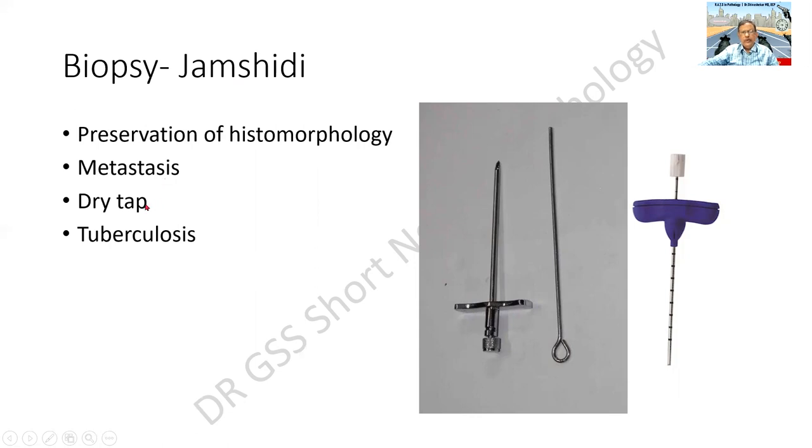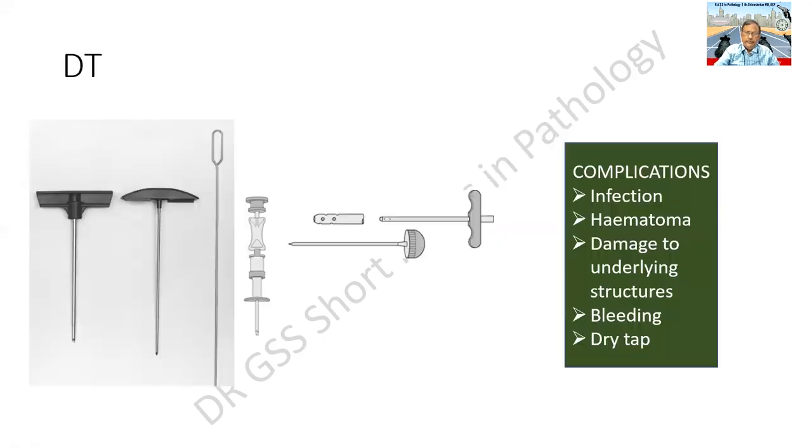Sometimes repeatedly when you aspirate also you don't get material, that is called a dry tap. And for this a biopsy can be done. Lesions such as tuberculosis, storage disorders, etc. can be diagnosed by means of a biopsy. And the needle is a Jamshidi biopsy. Please remember bone marrow aspiration, bone marrow biopsy.